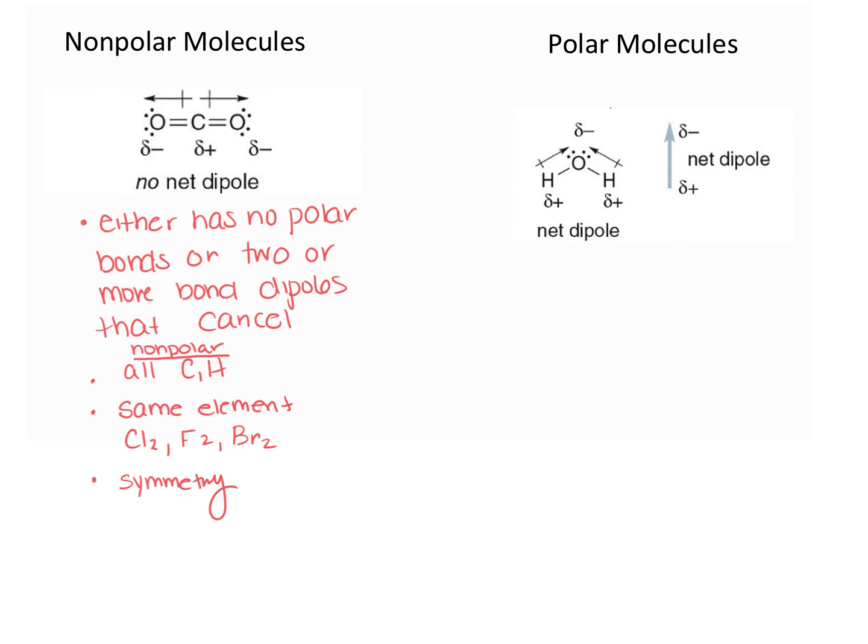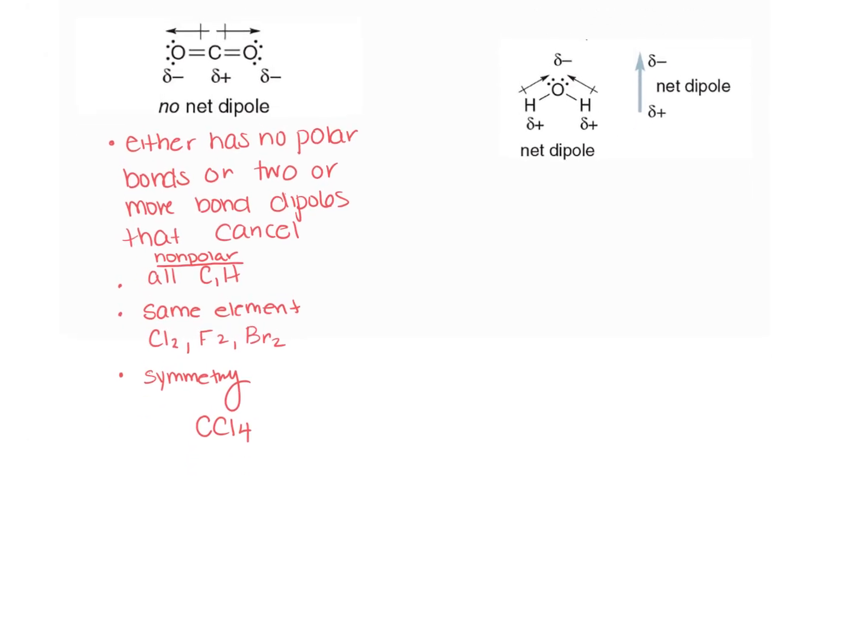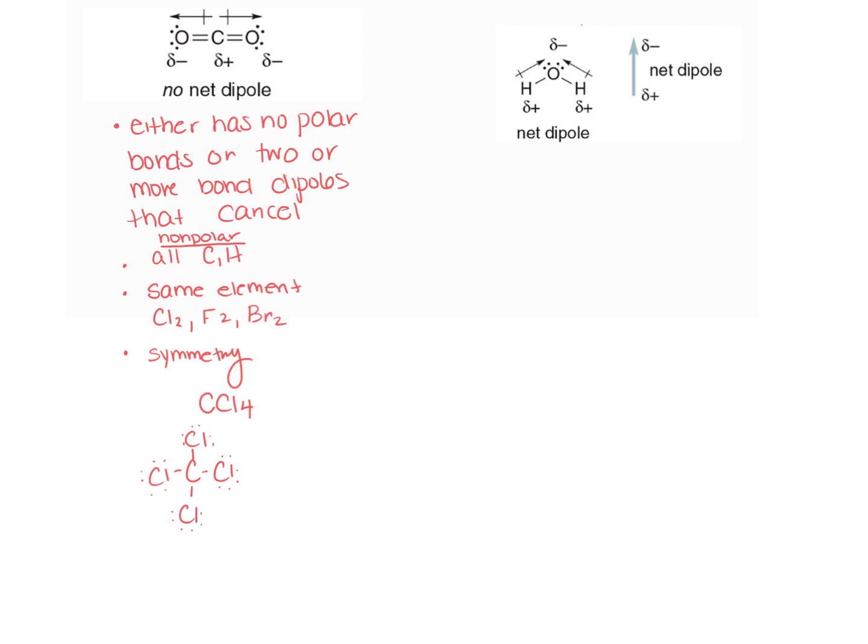And that's why knowing Lewis structures is so important, because it can help you visualize if there's symmetry in the molecule. So, for example, if we had CCl4, carbon tetrachloride, which is a common solvent in organic chemistry, and you do the Lewis structure of that, you see, hey, look, there are dipoles. They go this way, and this way, and this way, but they all cancel out. There's symmetry in that molecule. So then that molecule is nonpolar.